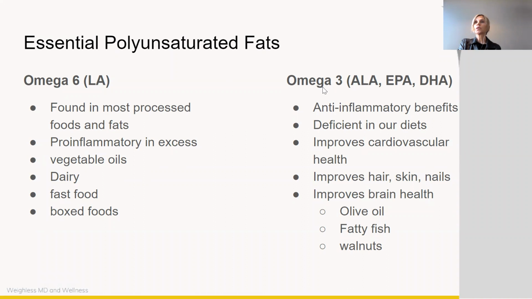And then you have omega-3. So these are the essential fats, alpha-linolenic, EPA, DHA, super essential to life, very, very healthy, has anti-inflammatory benefits, pretty deficient in our diets. Everybody should be taking a supplement. So many documented studies on the benefits of omega-3s, improving cardiovascular health, your hair, your skin, your nails, improves your brain health. So these would just be some examples. Some of the more common and healthier alternatives: olive oil, fatty fish like salmon, and walnuts have omega-3.